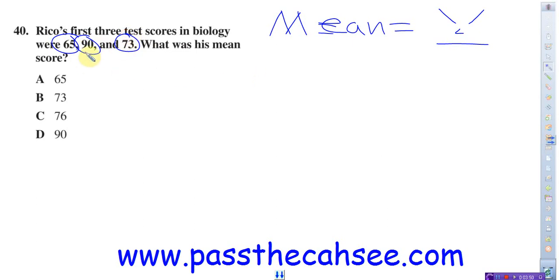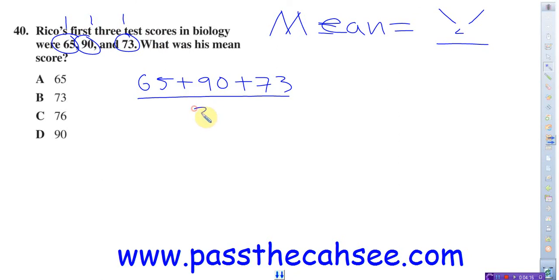So it says Rico's first 3 test scores in biology were 65, 90, and 73. What was his mean score? So mean is average, same thing, mean face. We're going to have to do a lot of work here. So we're going to add 65. We have to add 90. We have to add 73. So we added up all the data, and then we have to divide it by however many we have. We have 1, 2, 3 pieces of data, so you're divided by 3.